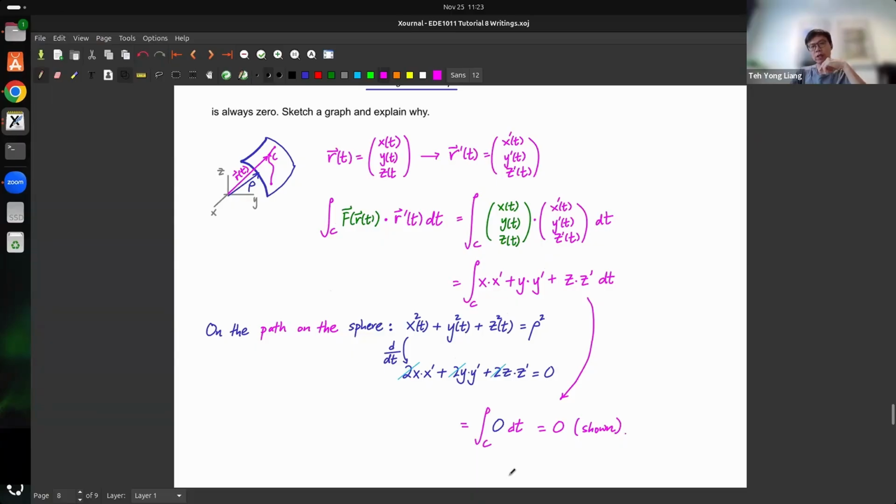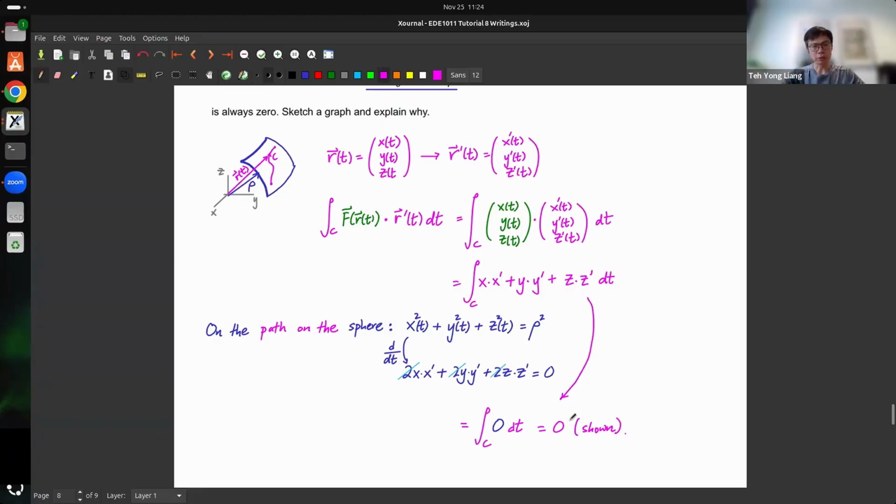Since a line integral over any path C will be a definite integral, because you always have a start point and an end point, integration of 0 will always give you 0. Notice that we just made the condition that the path must be on the sphere. We didn't specify any particular path. So this goes to show that the line integral must be 0 for all paths that are on the sphere.